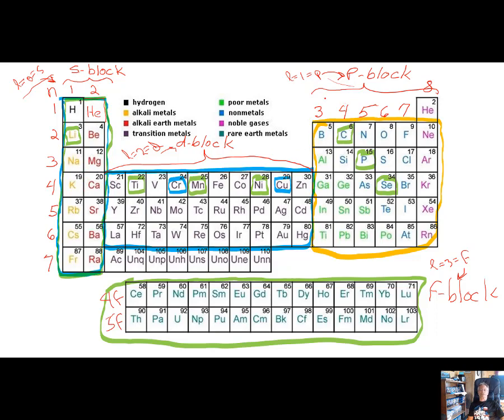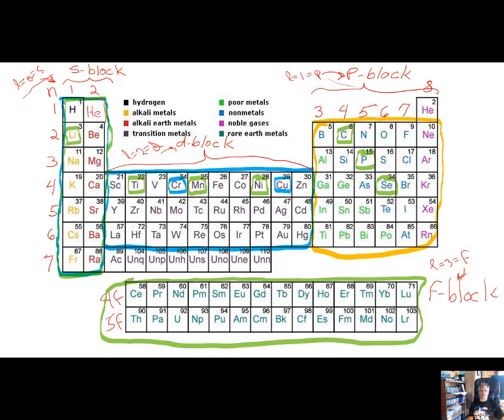Over here on this side, we've got the L equals 1. That's the P block. All these elements outlined in orange represent elements whose outer shell or valence electrons are in the P subshell. We just know it as the P block. Here we have the D block. These are the transition metals, and that's L equals 2, which equals D.